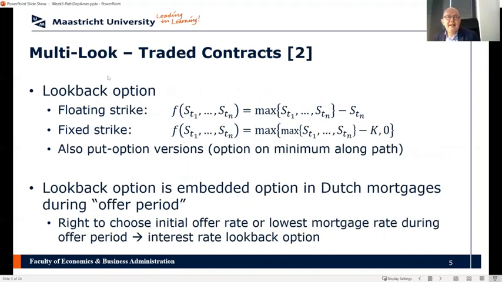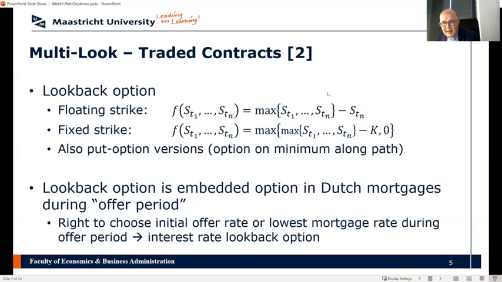Final version, these are known as look-back options, where you say, I look back along the path and I look at the highest value that I observed along that path. And then you can either have a floating strike option, where you say, I compare the maximum with the final value. And you don't see a comma zero here, because by definition, if I include the final value in the calculation of my maximum, the maximum is larger than or equal to the final value.